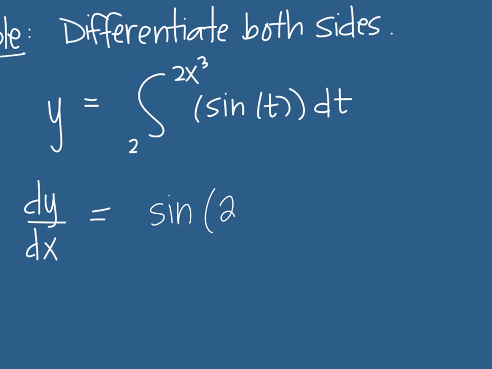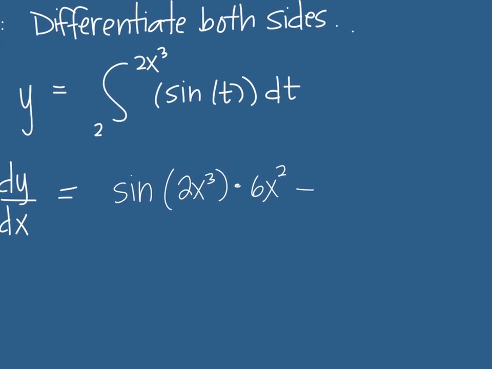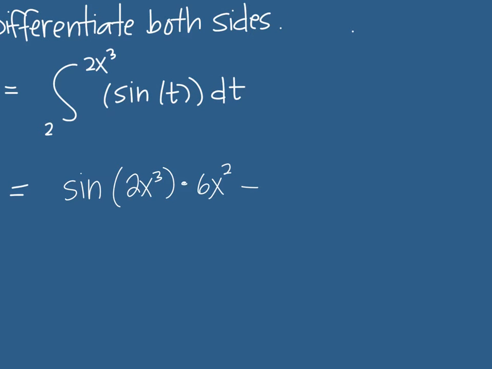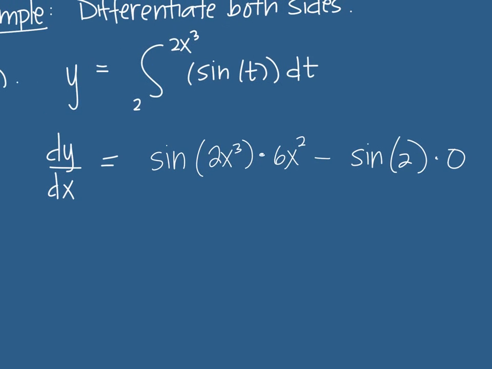Of the v part, which is the top bound, so 2x to the third, times the chain rule of what that 2x to the third is, which is times what? 6x squared, okay, minus same function again, sine, with the lower bound plugged in this time, which happened to be 2, times the chain rule of that lower bound, which happens to be what? 0. So my result is, if I clean it up, 6x squared in front of the sine of 2x cubed.